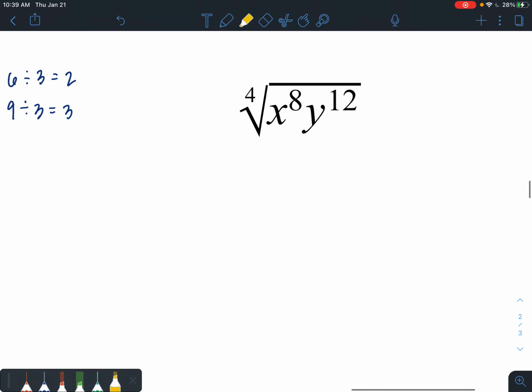Then finally, for this last one, I've got x to the 8th, y to the 12th. 8 divided by 4 is 2, and 12 divided by 4 is 3.